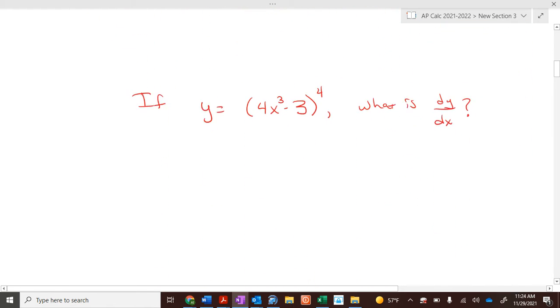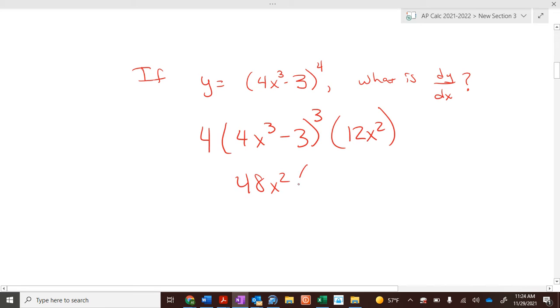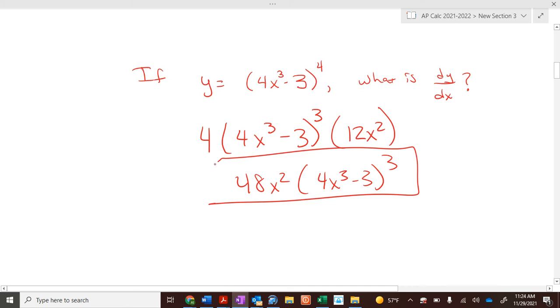Yeah, you did. Okay, chain rule on this. Now this is actually an easy one. 4 in front, (4x cubed minus 3) to the third, times 12x squared. So it'd be 48x squared times (4x cubed minus 3) cubed. Boom, boom, boom, boom. Will it say like x and y or whatever? Because isn't that what it said over? Yeah, what is dy/dx?